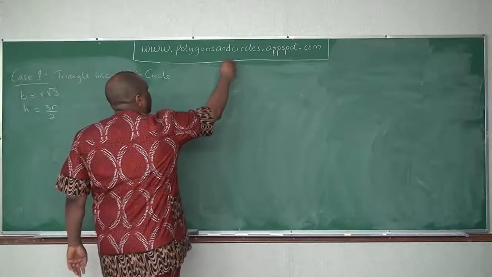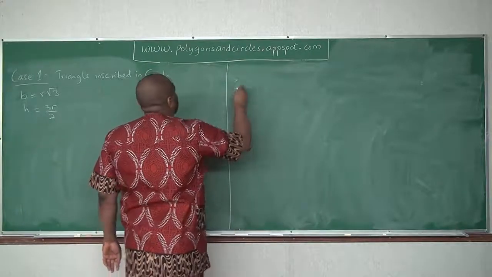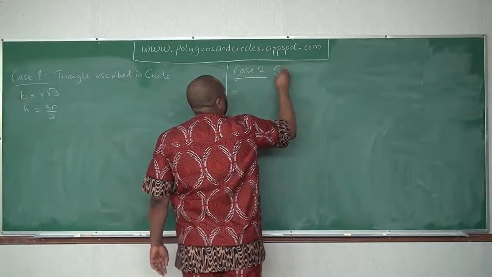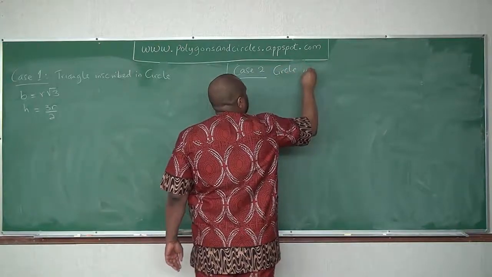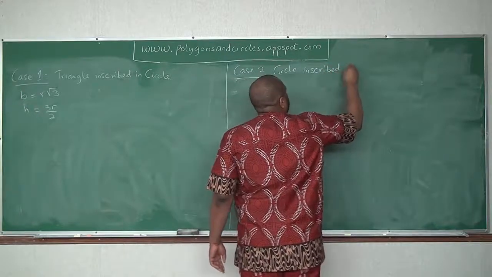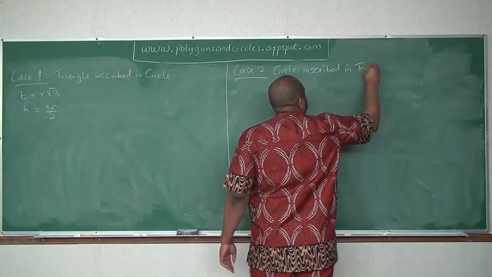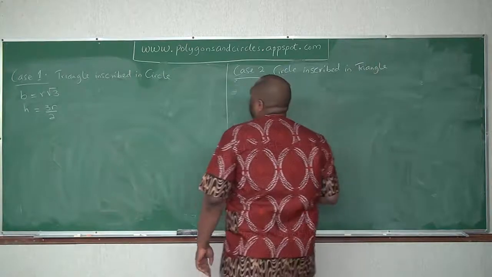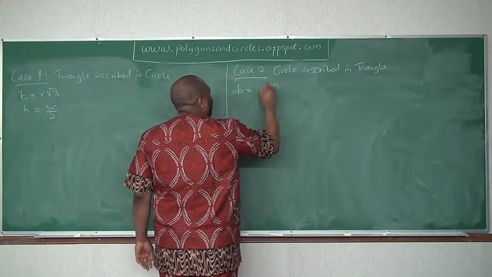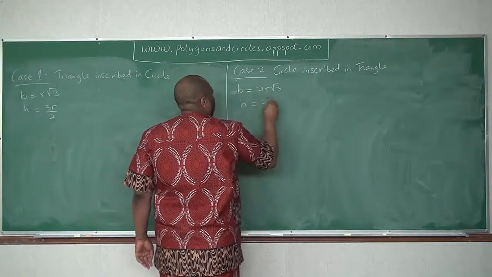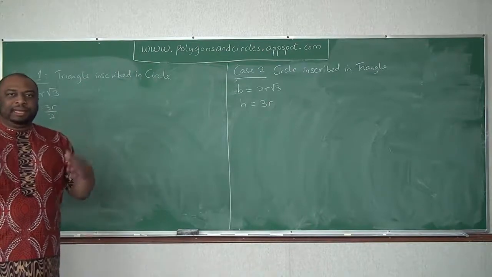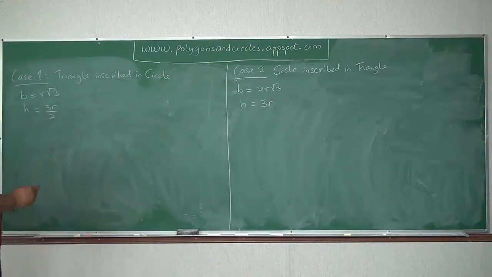And for case 2, circle inscribed in triangle, we see that B is 2R root 3 and H is 3R. So let's find a lot of details based on this.